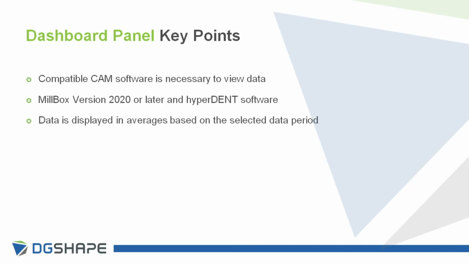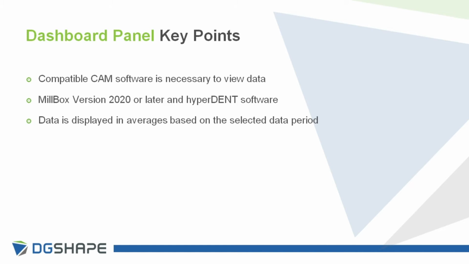The device usage and frequency data in the operation rate section of the dashboard panel is displayed in averages. Changes to the data period affect all sections in the dashboard. To view this information for devices individually, the Machine History panel is the best choice. We will cover this section later in this presentation.